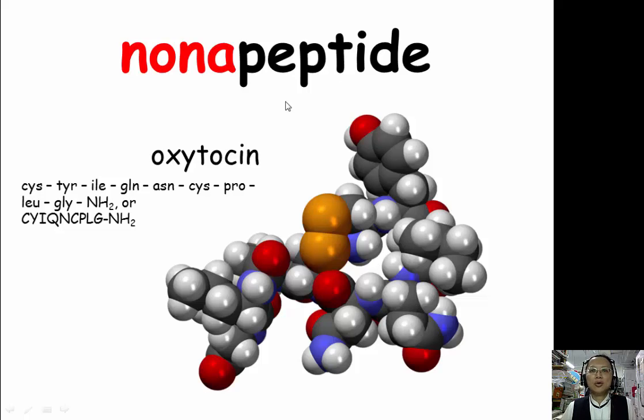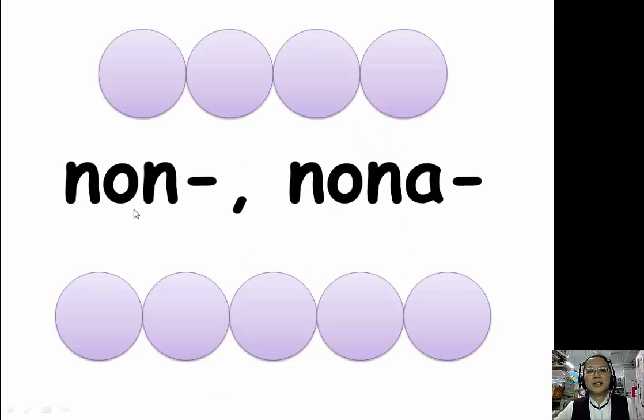Oxytocin is a hormone which will cause contraction of the uterus. Therefore, it will induce labor. It is also given to the woman in labor as a medicine. To say 9 in professional prefix, we have non, N-O-N, and nona, N-O-N-A.